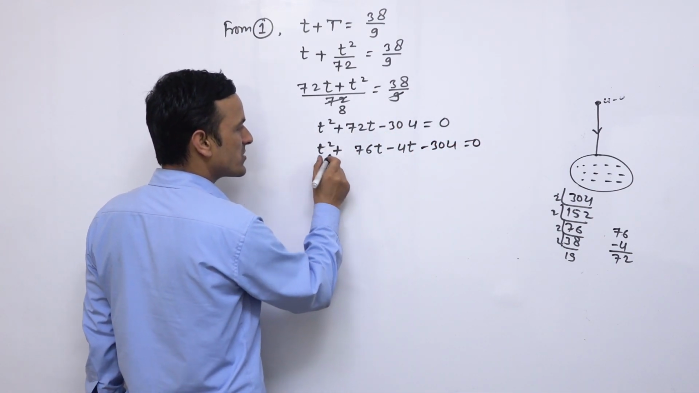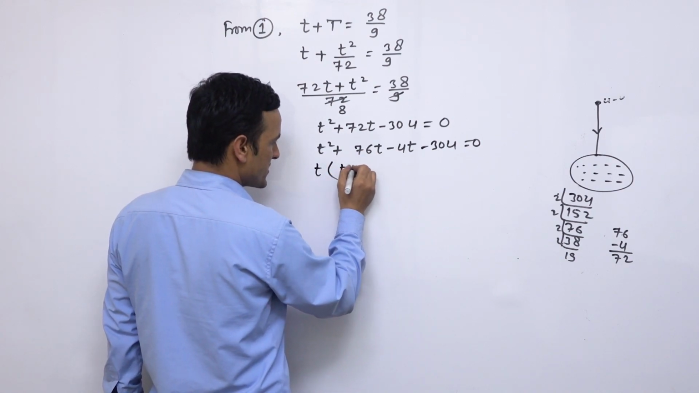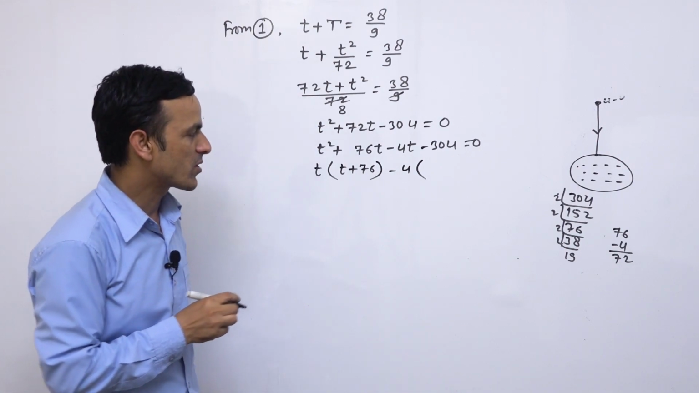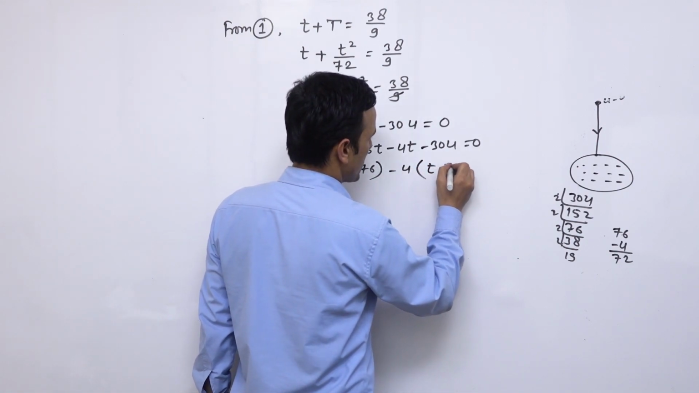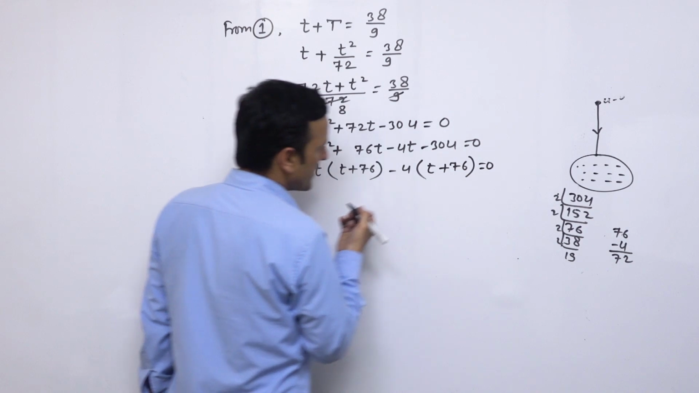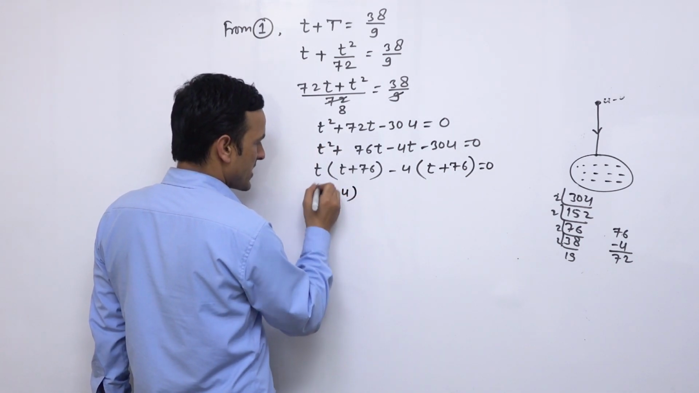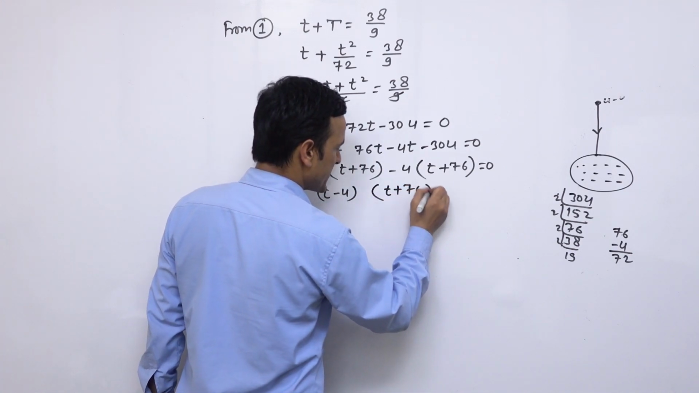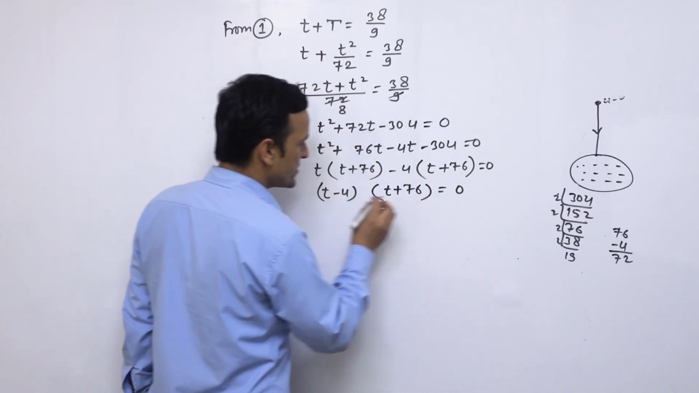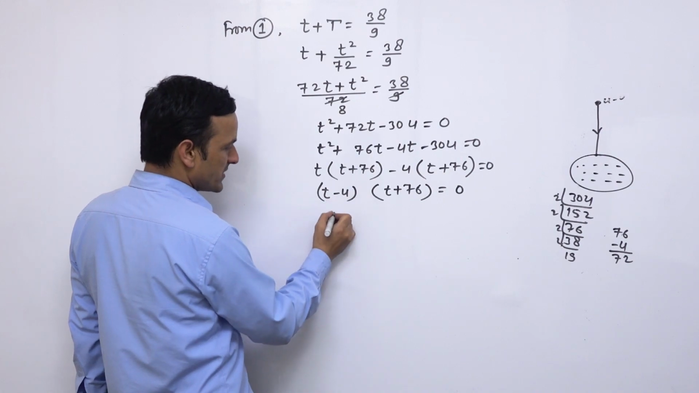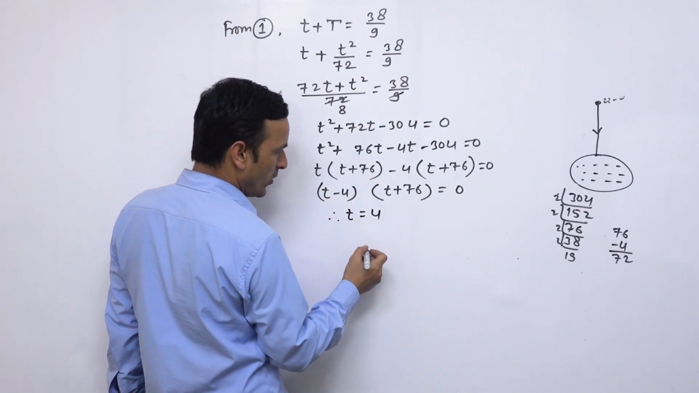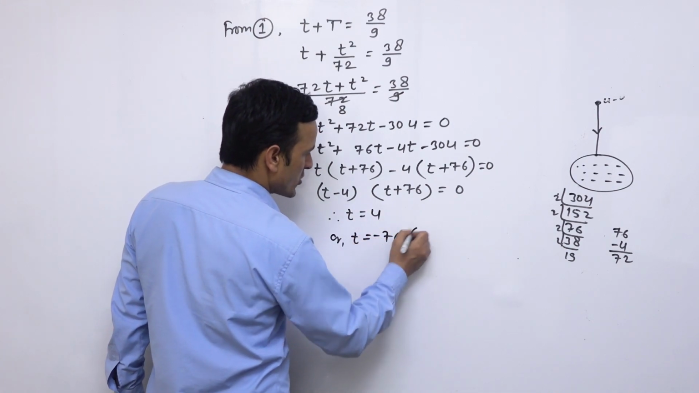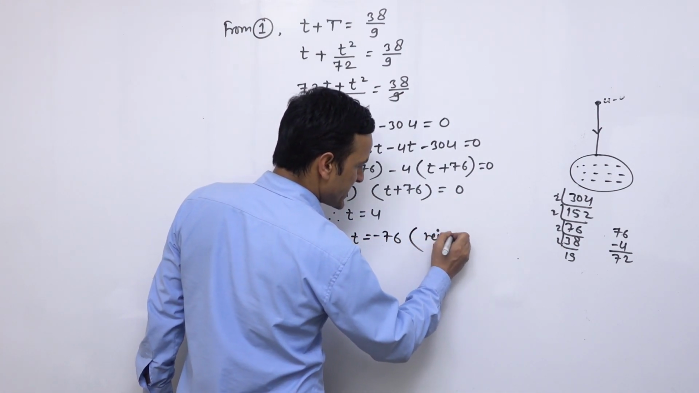Now we can take t common from these two terms, t plus 76, and here we can take 4 common, so it will be minus 4 times t plus 76. We can write t minus 4 in one bracket and t plus 76 in another bracket, so it will be 0. From this we get t is equal to 4 or t is equal to minus 76.